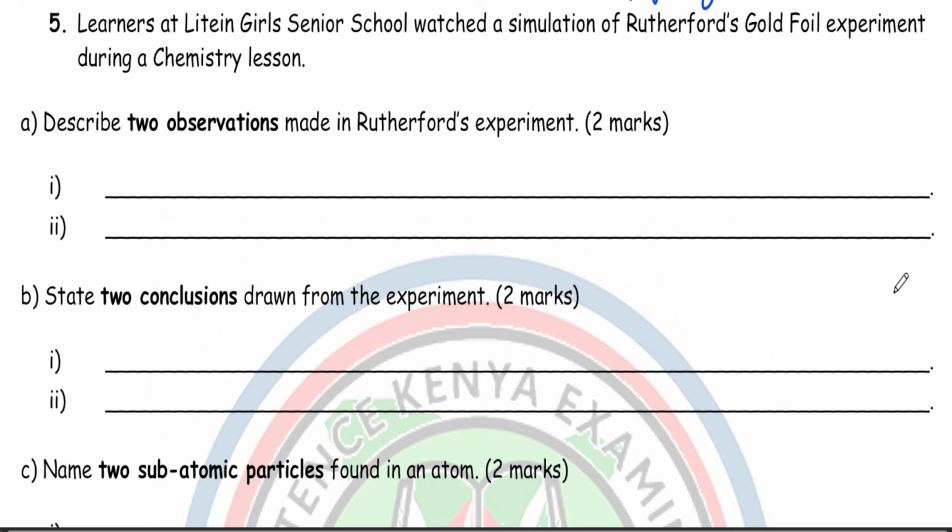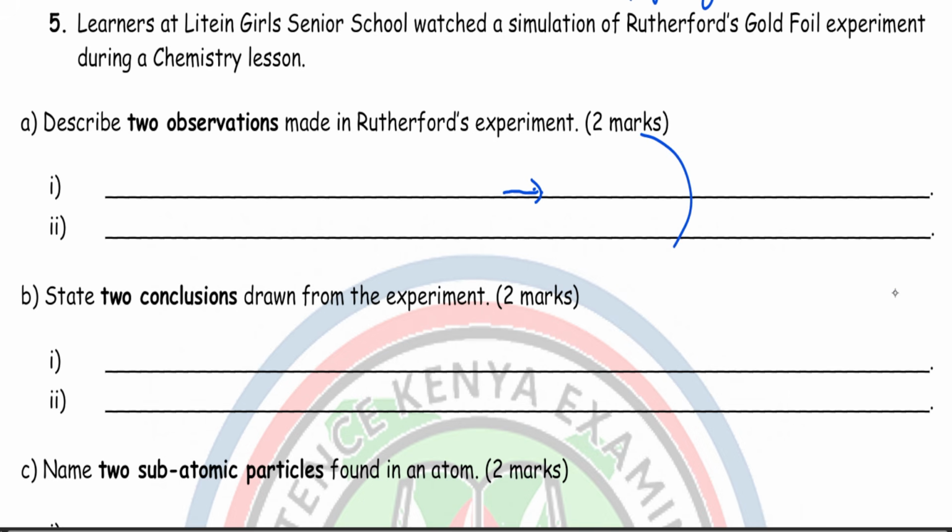Learners at Lytton Girls Senior School watched a simulation of Rutherford's gold foil experiment during a chemistry lesson. Question A, describe 2 observations made in Rutherford's experiment. Now, Rutherford is a scientist who discovered how an atom looks, what the particles inside an atom are, and so on. He said that there were particles, let's say alpha or beta particles, that usually come and hit the gold foil.